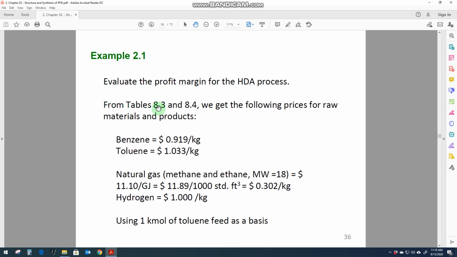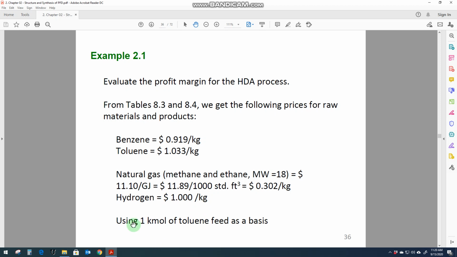From tables 8.3 and 8.4, we get the following prices of the raw materials and the products. The benzene price from table 8.4 is $0.919 per kg, and the toluene price is $1.033 per kg. From table 8.3, we get the price of natural gas, which is $11.10 per gigajoule, and we can convert this into dollars per standard cubic foot, and finally into dollars per kg, which is $0.302 per kg. Similarly, the price of hydrogen is $1 per kg.